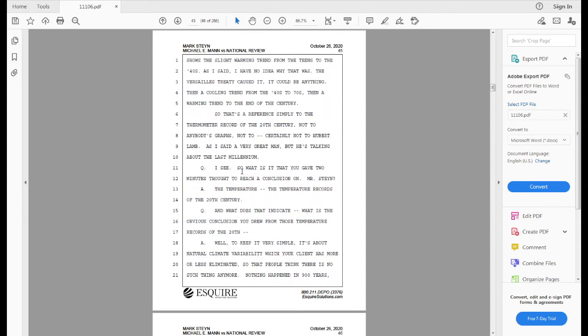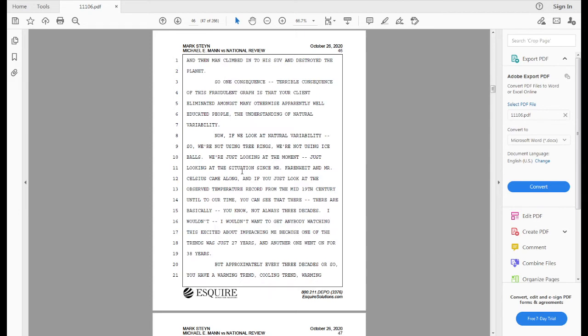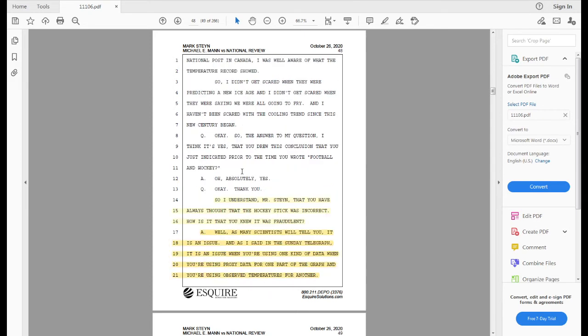Now, there is some back and forth here, but we're going to skip over it to get to what I believe is the clearest explanation of what Mark Steyn believes. Lawyer asks, so I understand, Mr. Steyn, that you have always thought that the hockey stick was incorrect. How is it that you knew it was fraudulent?